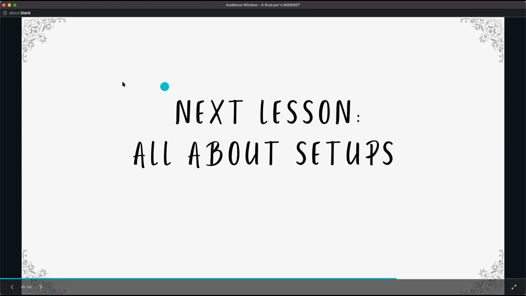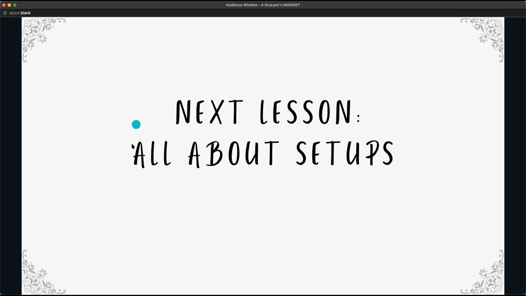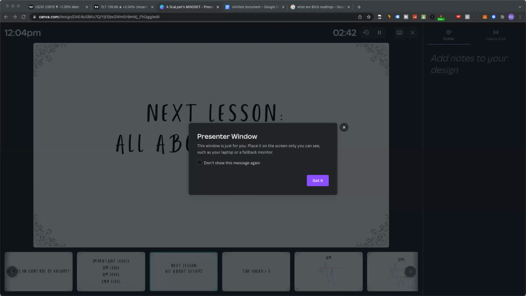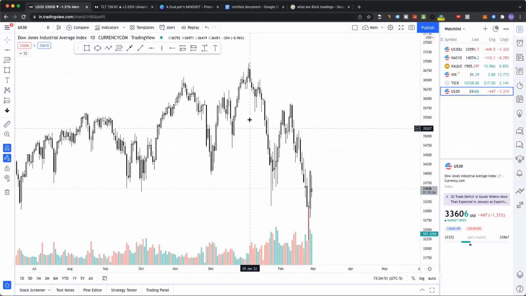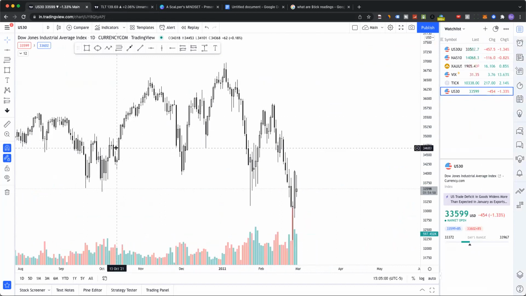Okay, so I'm going to go ahead and go to a live chart. In the next video lesson, it's going to be all about setups. So, okay, in here, we're going to go over the breakout pullback system.